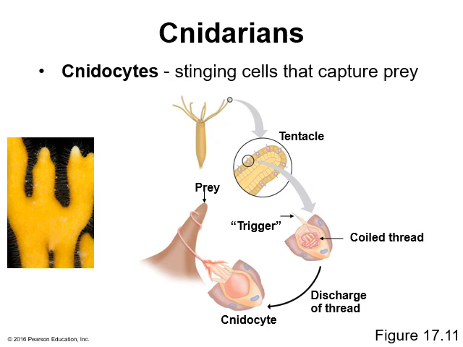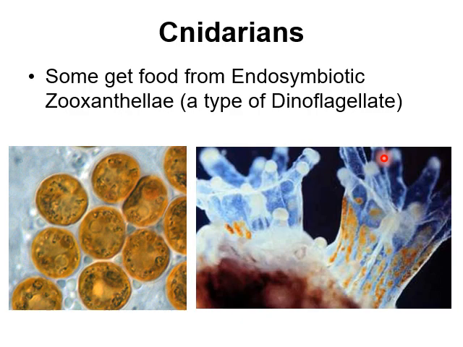Okay, one type of cnidarian that I want to focus in on more is corals. What you see here is a coral, and what you see here is what is known as a zooxanthellae. With this big crazy word, just remember that the X is pronounced as a Z, so it's zooxanthellae. This zooxanthellae is a type of what's known as a dinoflagellate, so it is a single-celled protist. Remember back in chapter 15, we talked about the protists. This is one of those single-celled protists.